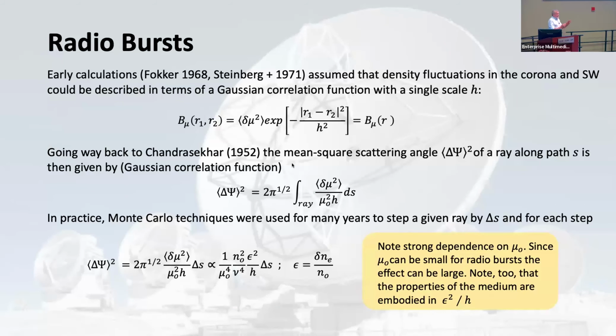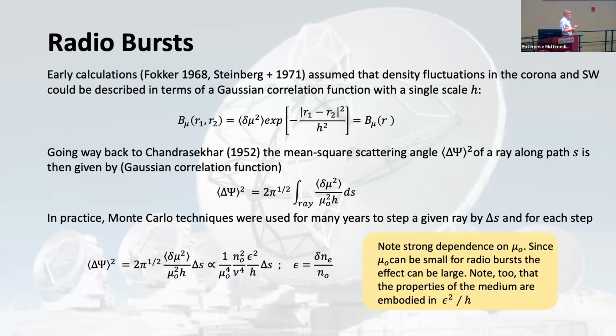The early days, again, this has been used for a long, long time. Early days, people didn't know much about the nature of the solar wind. They assumed a Gaussian correlation function with a single scale. You can, going back to good old Chandrasekhar, work out what the mean angular deviation is due to interaction with an inhomogeneity. Monte Carlo techniques were used for many years, and you can express the discretized version here, where you see that the scattering over some step is proportional to 1 over mu to the 4.